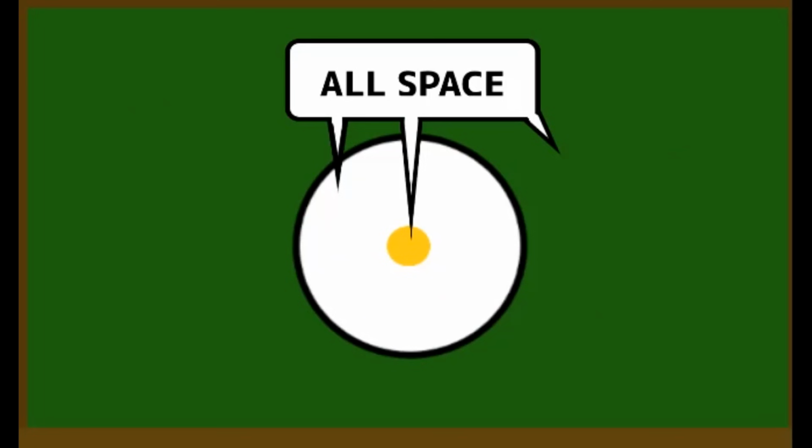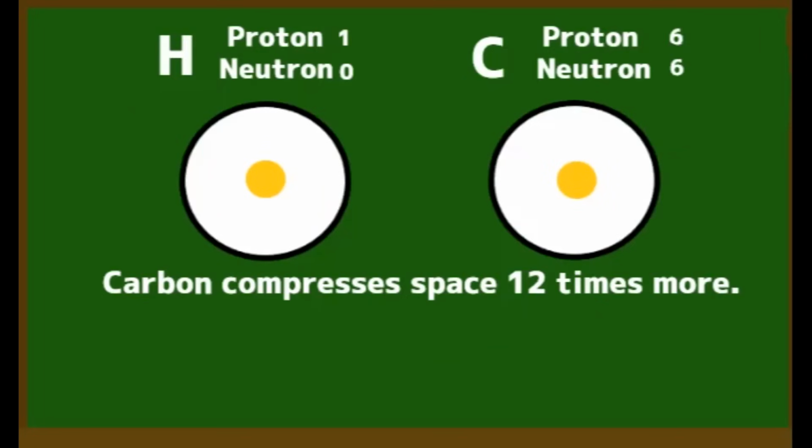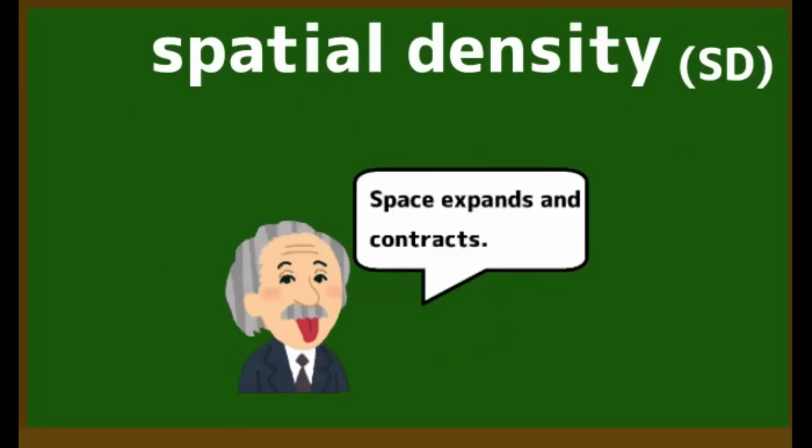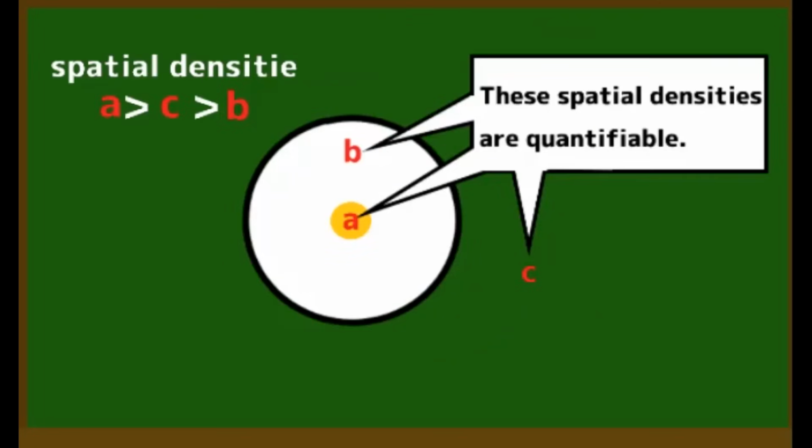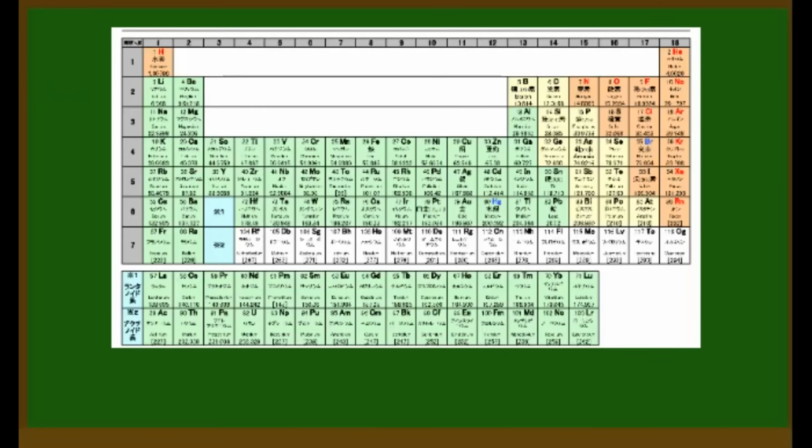Energy refers to the contracted space? Exactly. As the number of protons in the atomic nucleus increases, the amount of contraction increases, including neutrons. This gives rise to the concept of spatial density. Spatial density? If space contracts, density increases, and if it expands, density decreases. It's very simple, right? Since it's density, this can be quantified. So, even atomic nuclei can be quantified in terms of spatial density? Yes, and that's what we call mass.